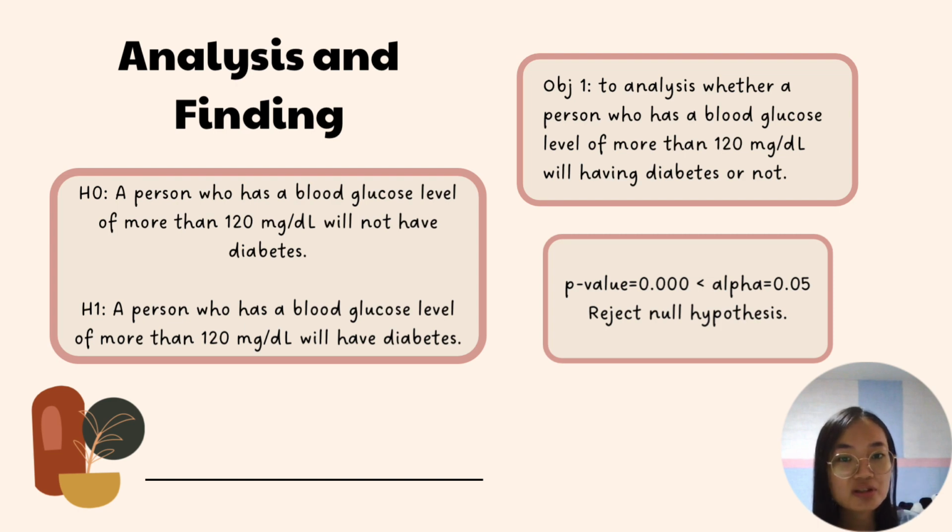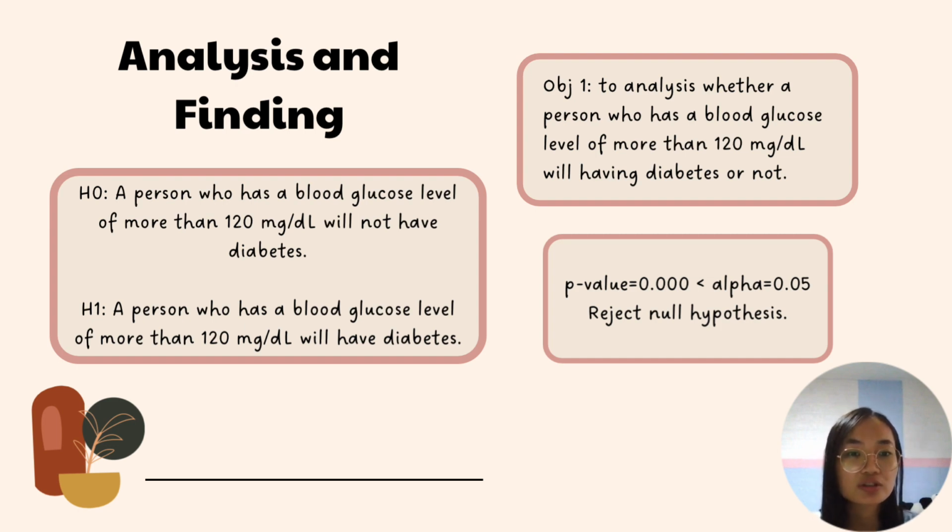For the null hypothesis, a person who has a blood glucose level of more than 120 will not have diabetes, while our alternative hypothesis is a person who has a blood glucose level of more than 120 will have diabetes. We used the SPSS software to do our chi-square test.